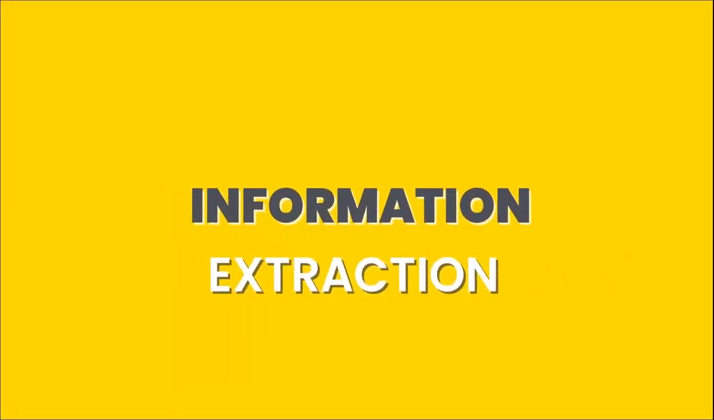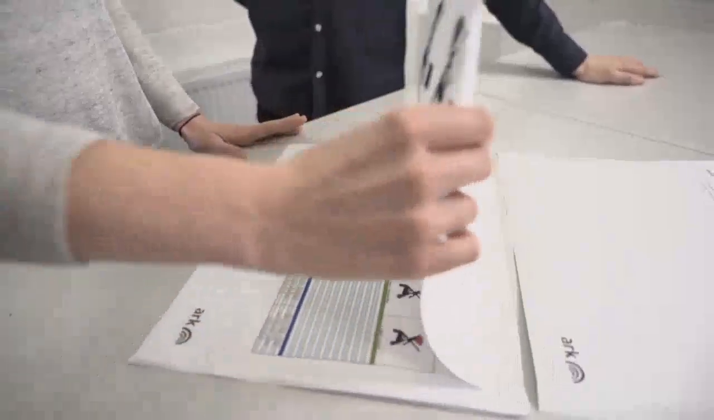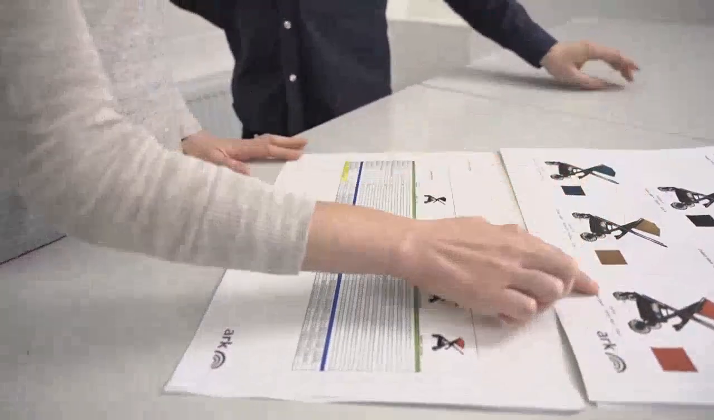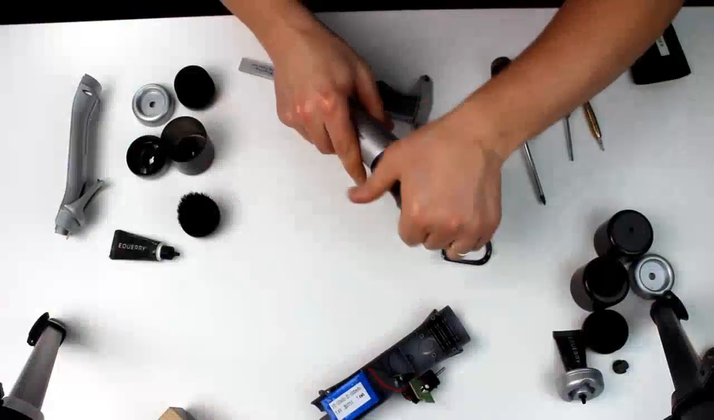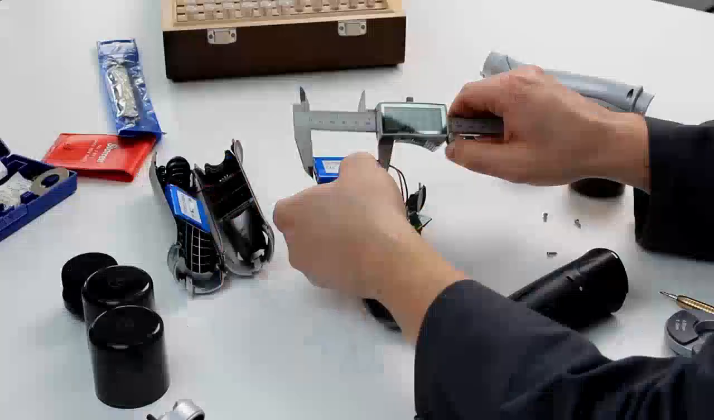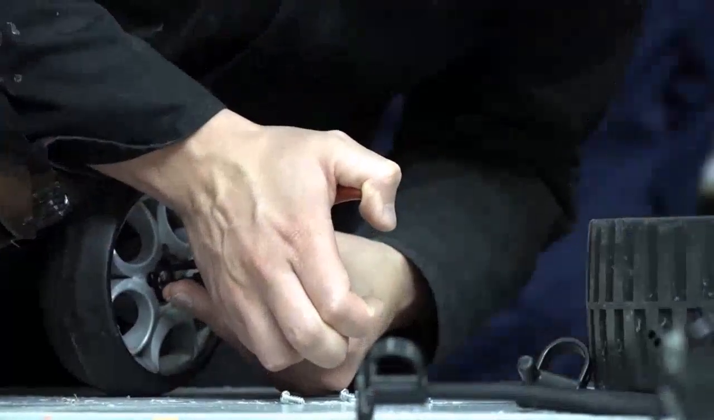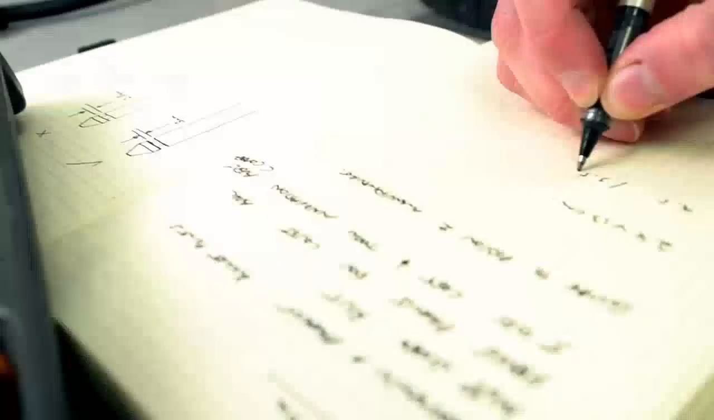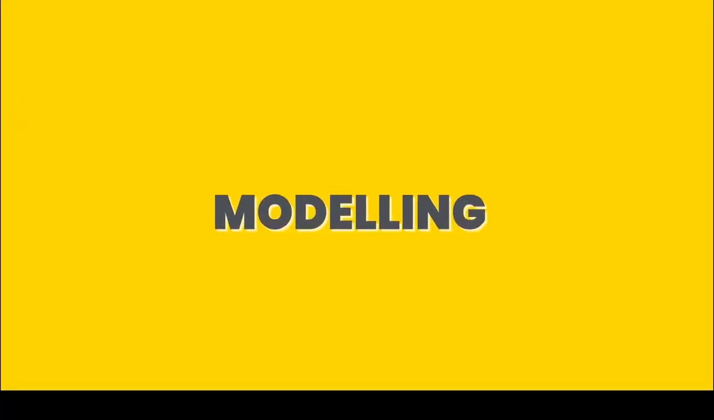Information extraction is where you study the object that's being reverse engineered and extract the information about its design and then examine that to determine exactly how all the components in a product fit together. In product reverse engineering specifically, dimensions, tolerances, fits and assembly techniques are often the main areas that you want to study.